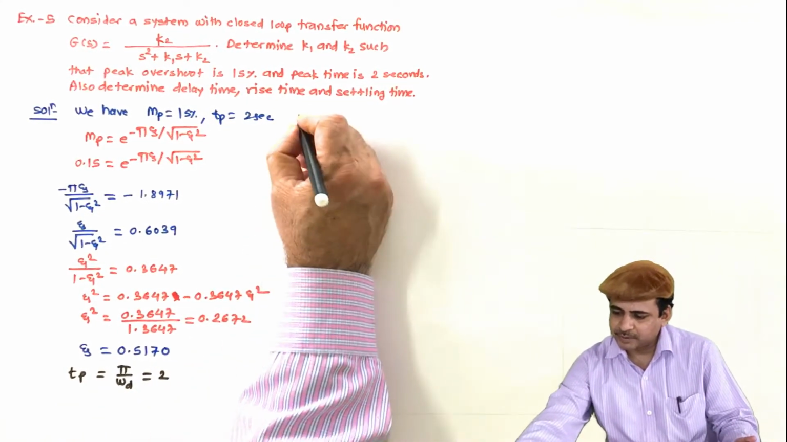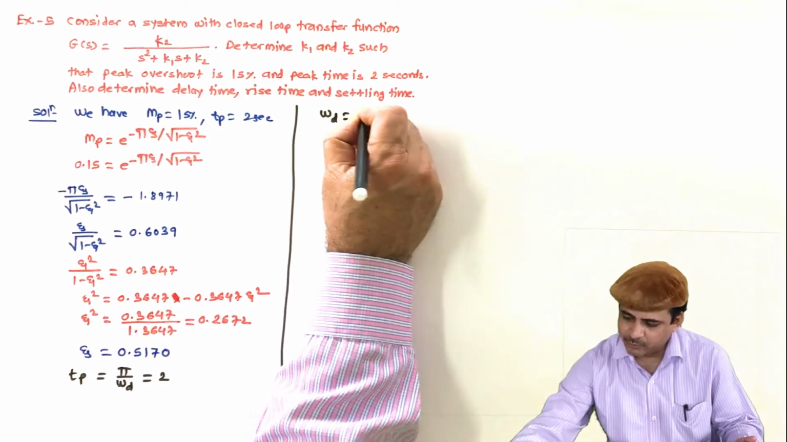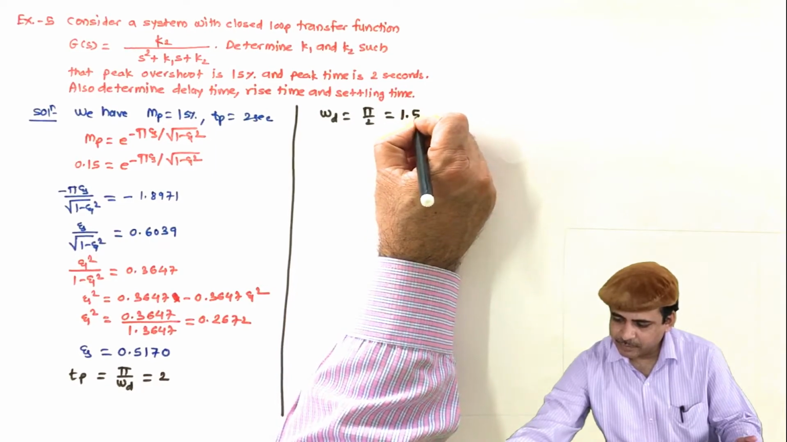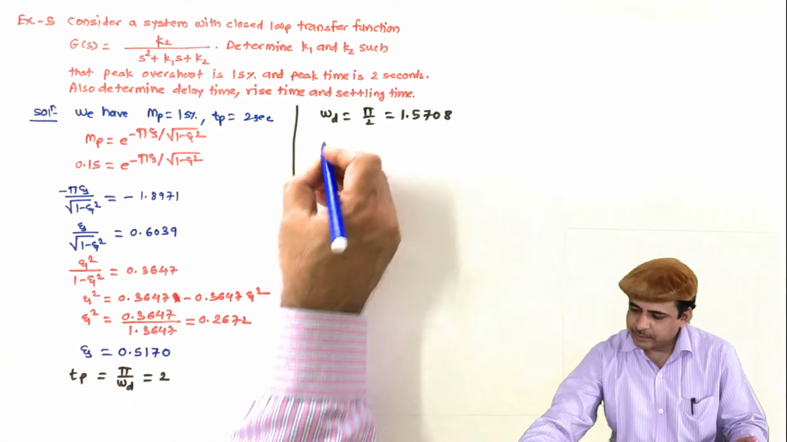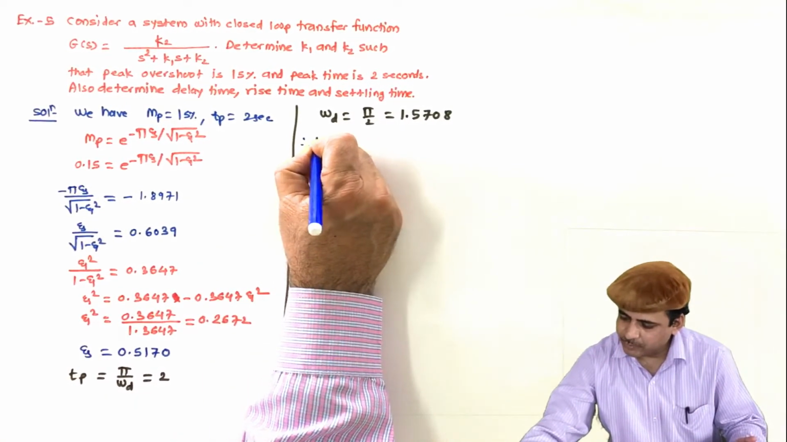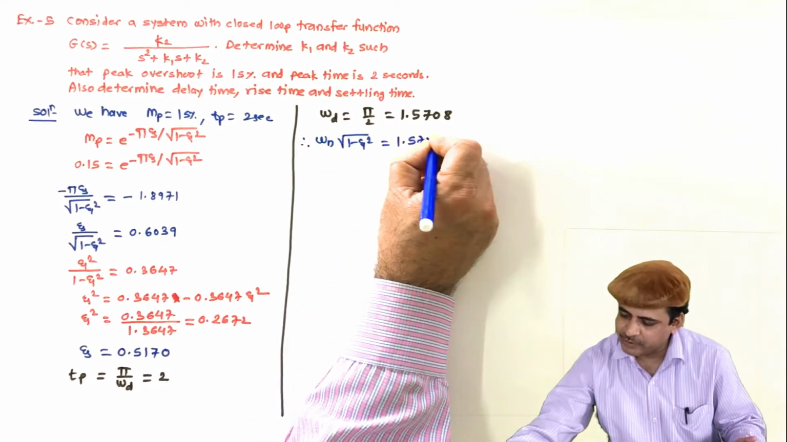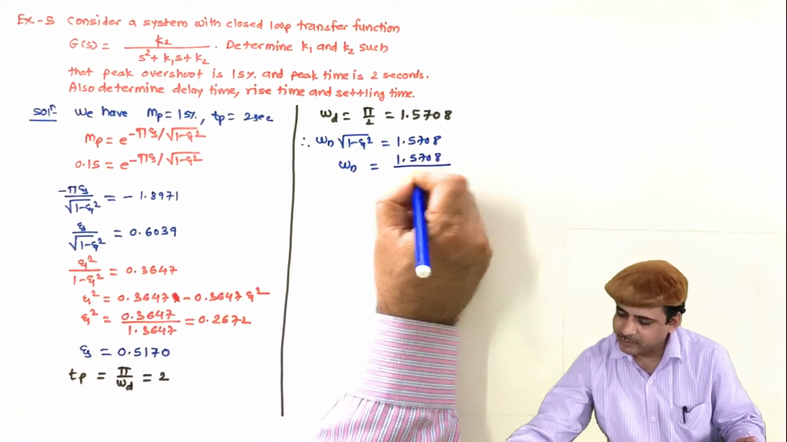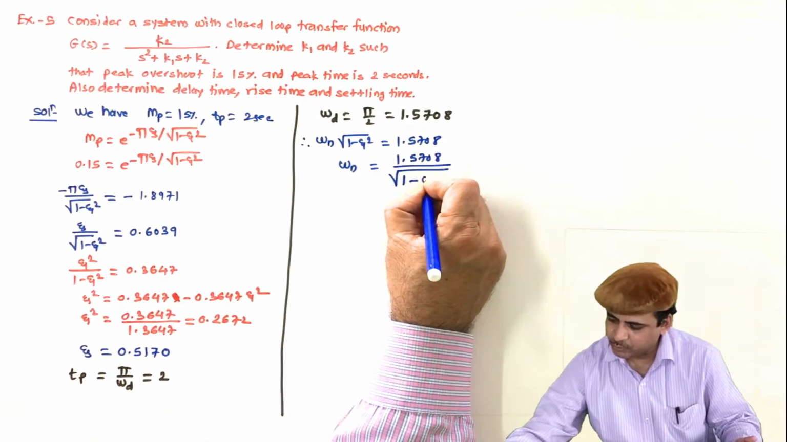Once we find zeta, then we have Tp equal to pi by omega d, equal to 2. And that gives me omega d equal to pi by 2, equal to 1.5708. And that means omega n into under root 1 minus zeta square is 1.5708. So omega n is equal to 1.5708 divided by under root 1 minus this zeta square, which is 0.26672.